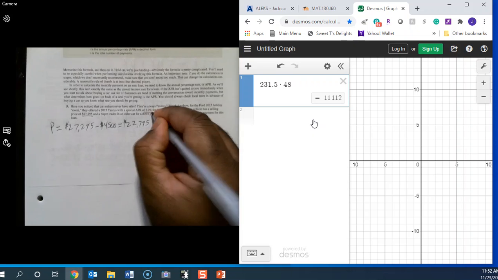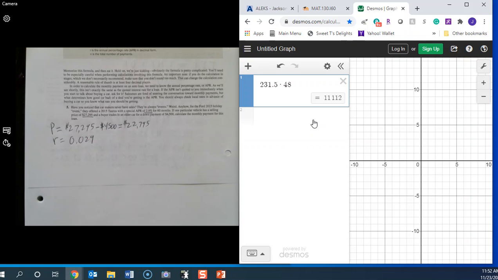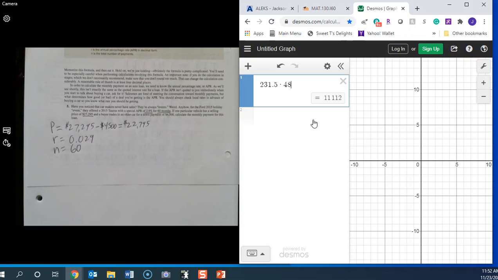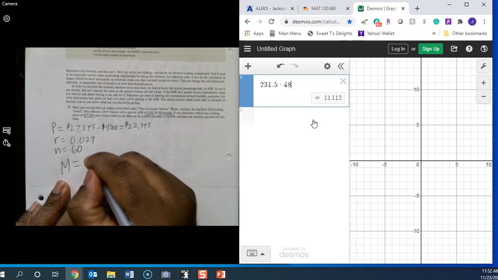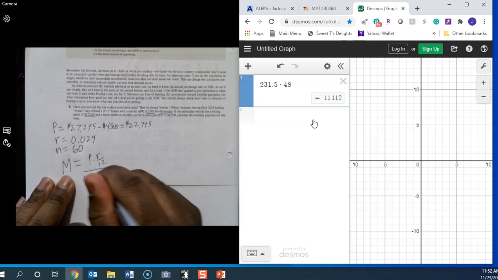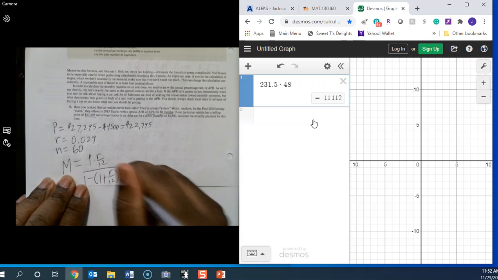Now the rate, they say is 2.9%. So we'll rewrite that as a decimal, 0.029. And then our N, we want to know the life of the loan. So that'll be 60. So it'd be 60 payments. All right, so now we have all the information we need. So we go here to this formula. So we know it's the principal times the rate divided by 12 all over 1 minus 1 plus R over 12 to the negative N.